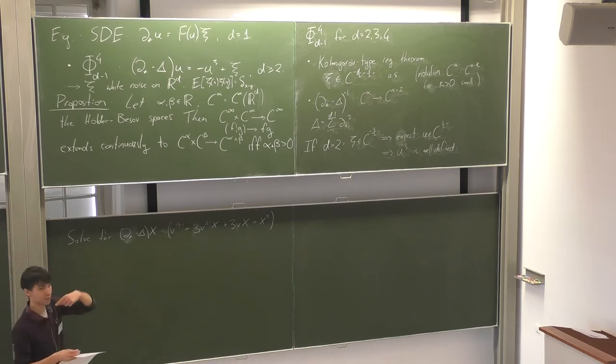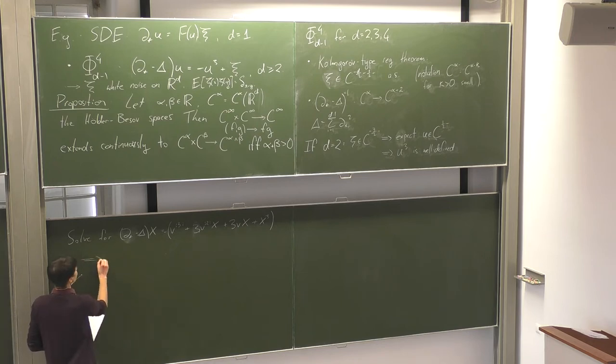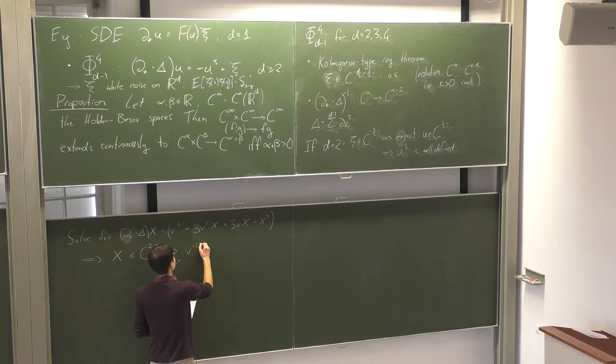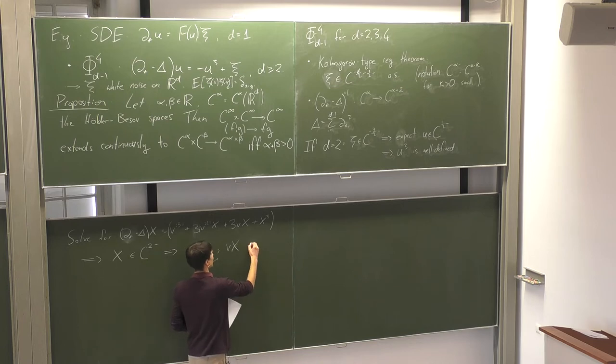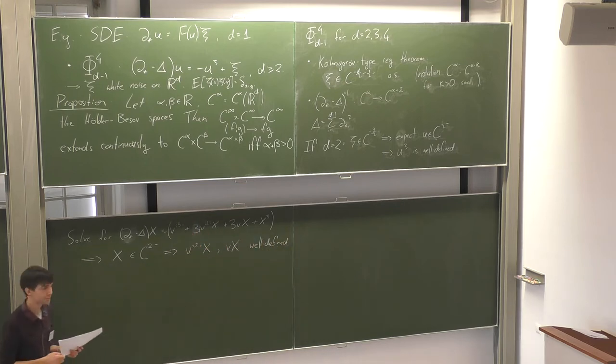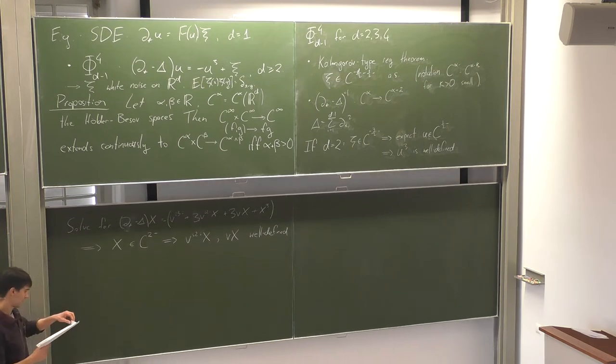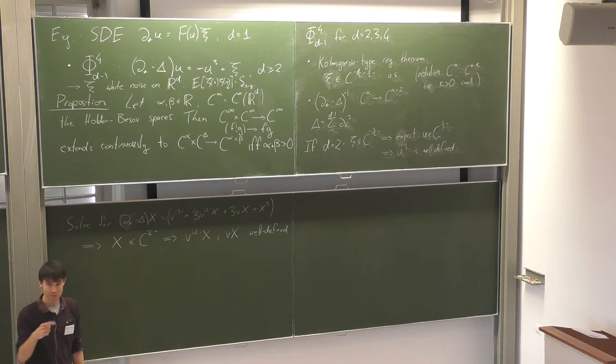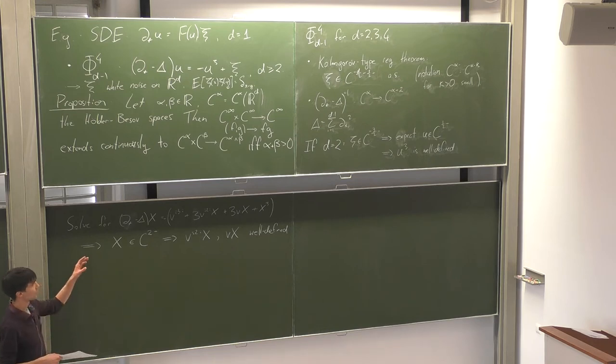So this is much better than the original equation that we were looking at, because our Schauder estimates imply that x should belong to C two minus. Therefore, the products v squared x and v x are now well defined. And this is by Young's product theorem. So the same procedure that I described just before with setting up a fixed point inside C two minus now actually works. And for almost every realization of v, or equivalently of the noise, we can solve for x.